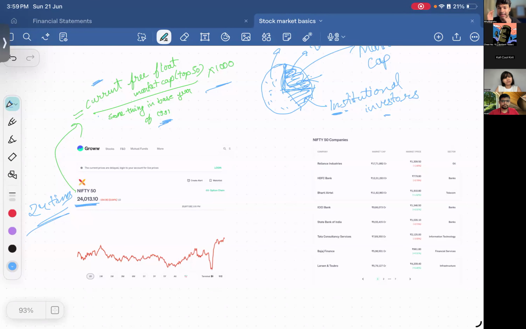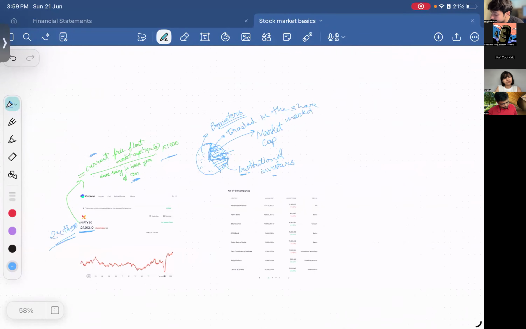Nifty 50 is the index of the top 50 companies in India by free float market cap, which is the market cap that is freely getting traded on the stock market. The number 24,000, 25,000 basically means that compared to the base year in 1991, it has grown by 24 times. All right. Nifty 50 is super clear.